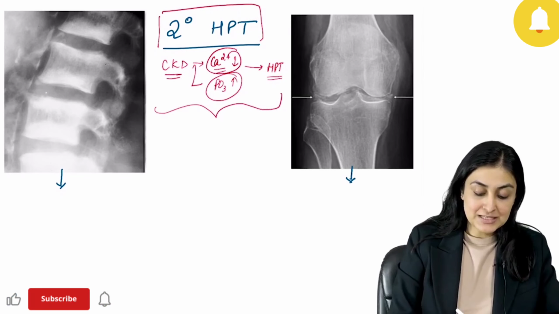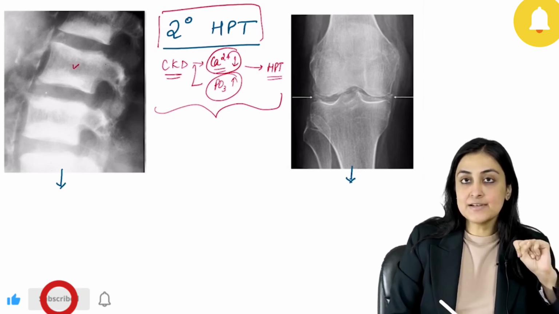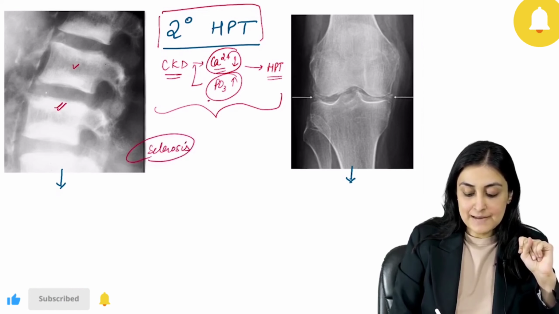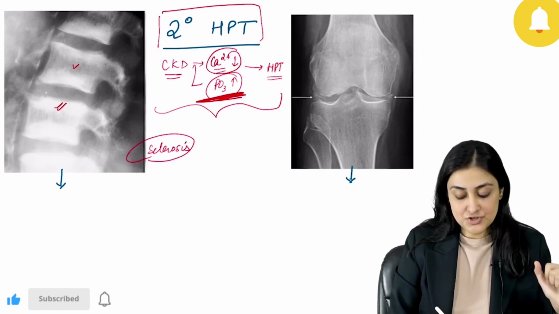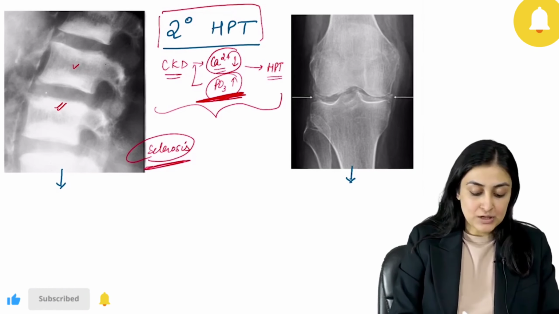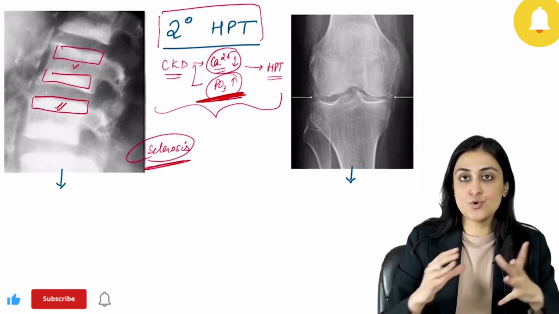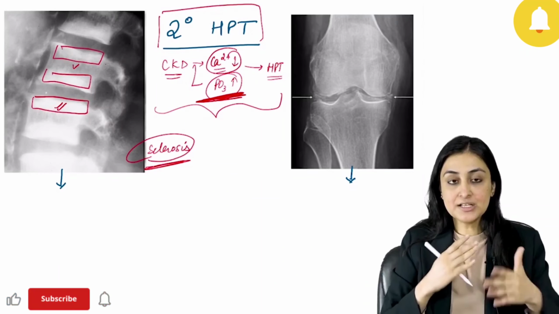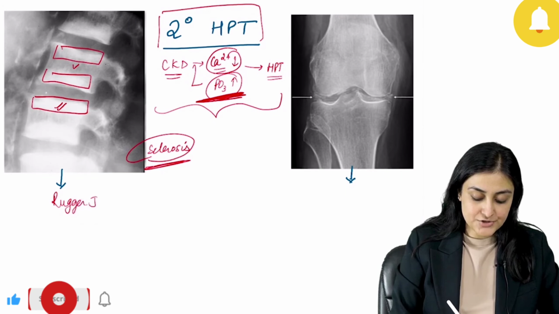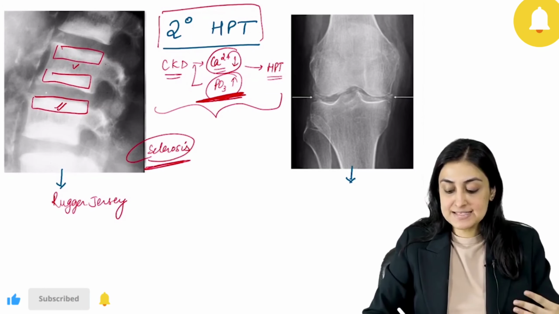So here the finding that you'll see in the spine, the hallmark, you'll not just see resorption. You'll see resorption, bone density getting reduced, but in addition you will find sclerosis because there is phosphate deposition as well. There's phosphate retention which gets deposited, resulting in sclerosis. So this sclerosis is the hallmark of secondary hyper-PTH. So when you have these alternating bands of sclerosis and reduced density, so sclerosis, osteopenia, resulting in these alternating white and black bands which look like a rugger jersey. So this is called rugger jersey spine.